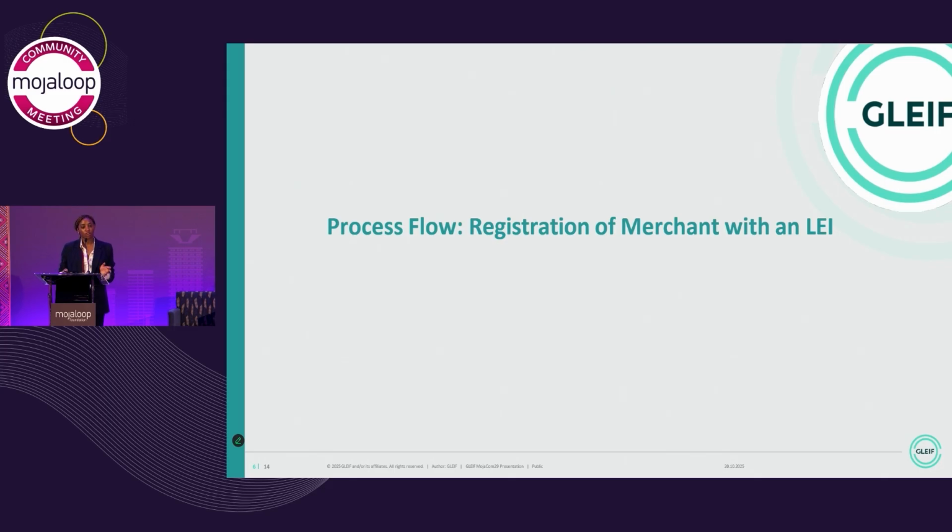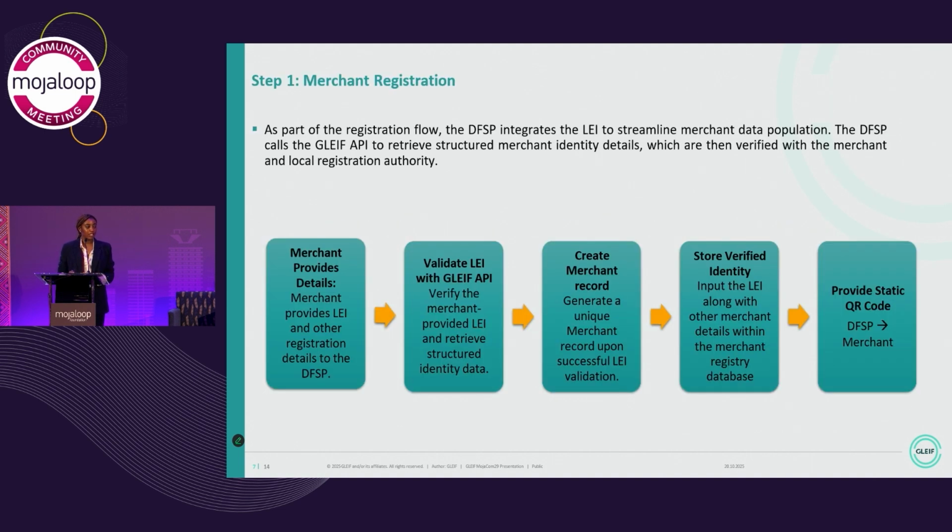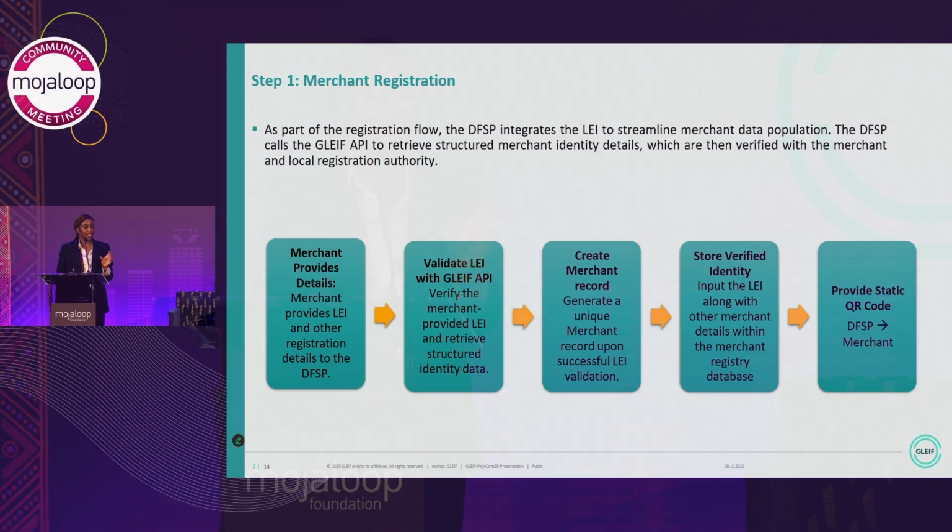Now I'll take you through the process flow of our pilot and how a merchant can use the LEI to register, and eventually how an LEI can be used in the payment flow. As part of the registration, a DFSP would integrate the LEI into its system to streamline merchant data population. So a merchant provides its details and the LEI and other registration details to the DFSP. This information is then validated with the Glyph API, which would be connected to it, and the data would be retrieved, and then a merchant record would be created. Once successfully validated, this identity would be stored with other merchant registry details. And then the QR code would be provided to the merchant. Now I'm going to hand over to my colleague Shushita, who's going to take us through the flow of registration of a merchant with the LEI code.